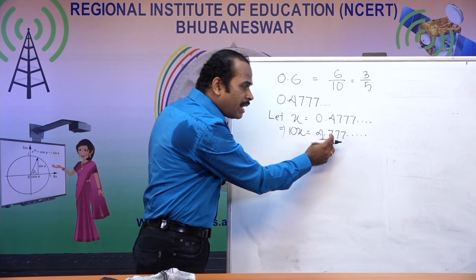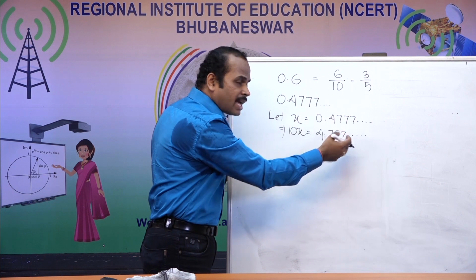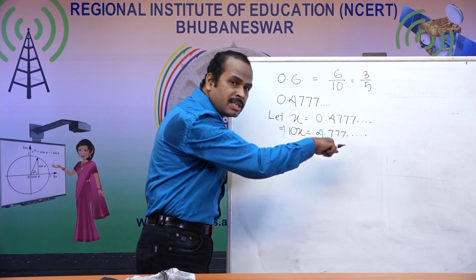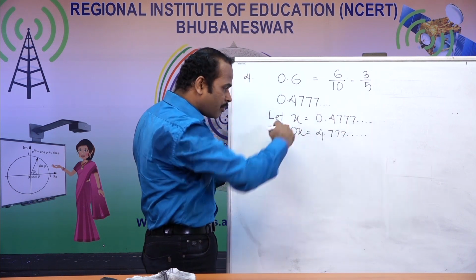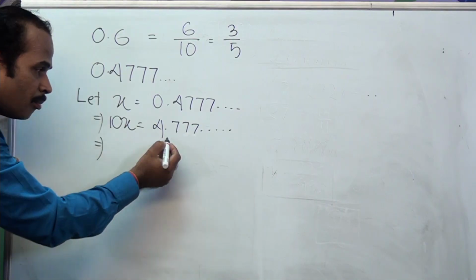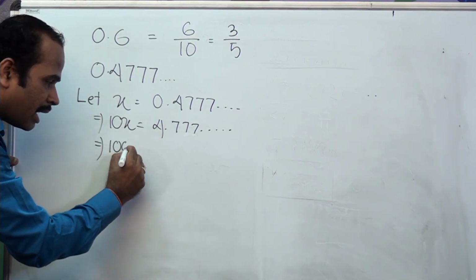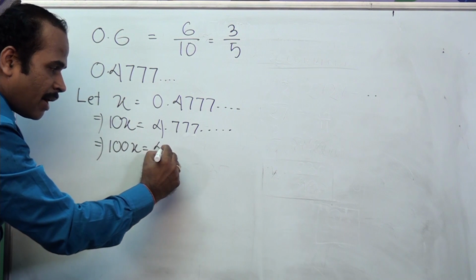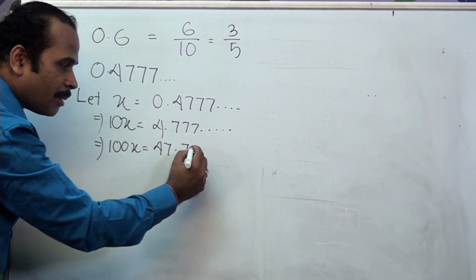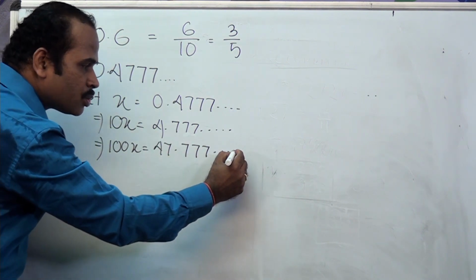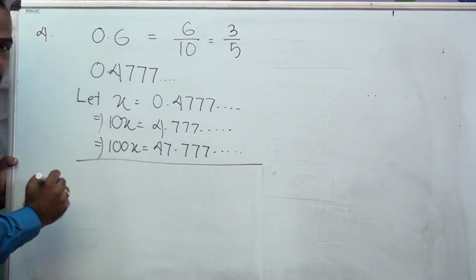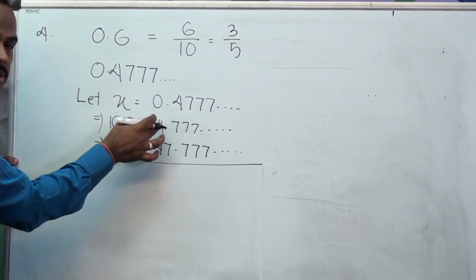Now I find again one digit is there on the other side which is repeated. So to bring this number which is repeated, I have to bring it here. So I will multiply more 10 to here. It will become now 100x. So I will find it is 47.777 and so on. Now I will find this after decimal portion of both the numbers are equal.